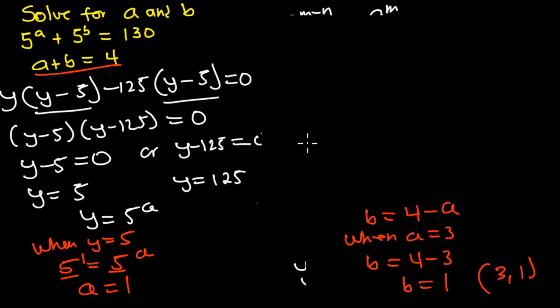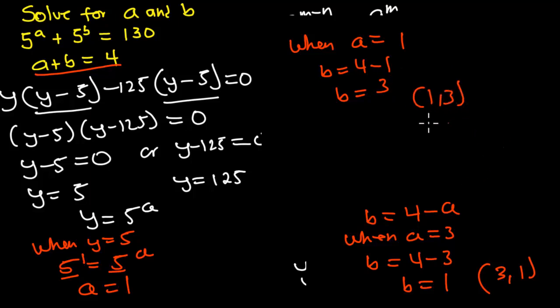And from here, when a is equal to 1, what are we getting for b? So b will be equal to 4 minus 1, and then b will be equal to 3. So here we are also getting 1, 3. And so the values of a and b are 1, 3 and 3, 1. So these are the values of a and b that will satisfy this equation.